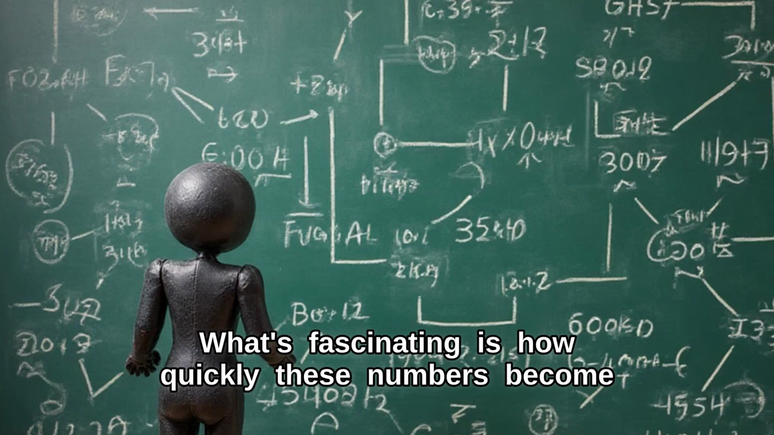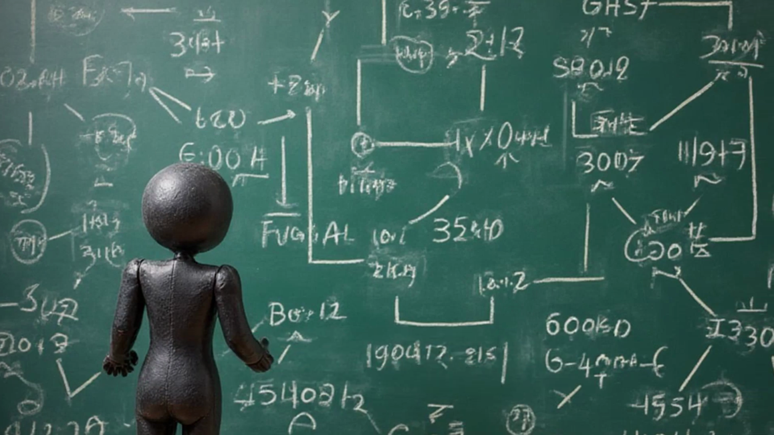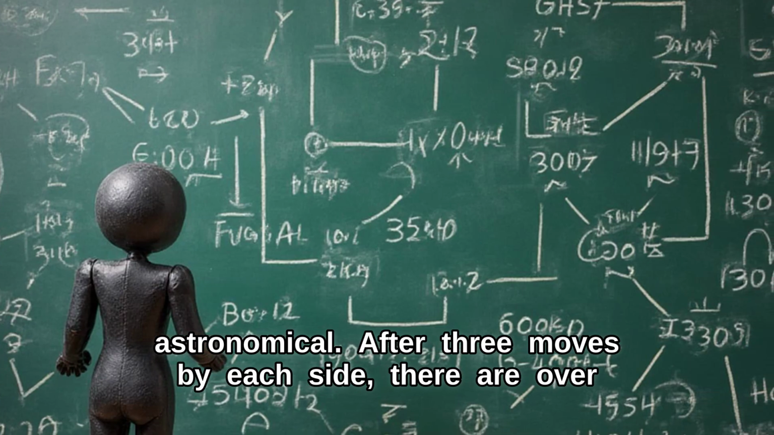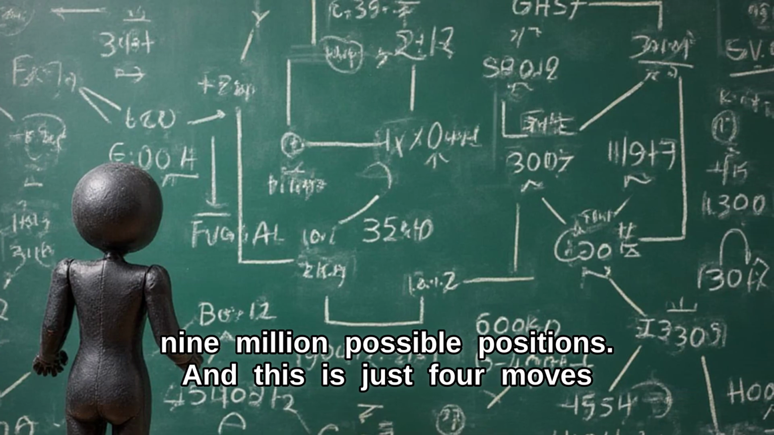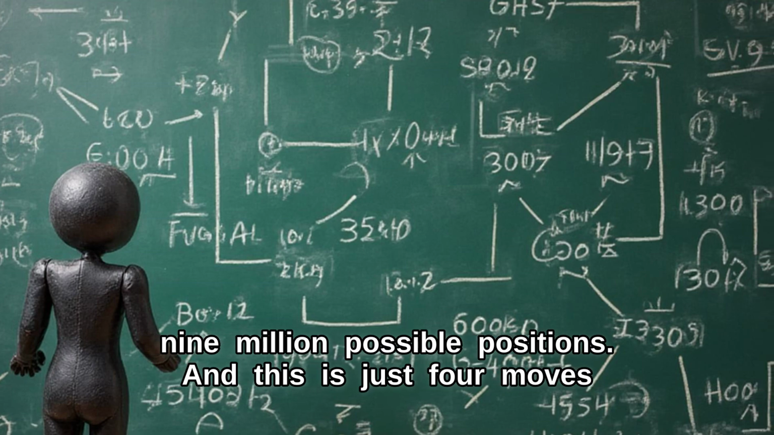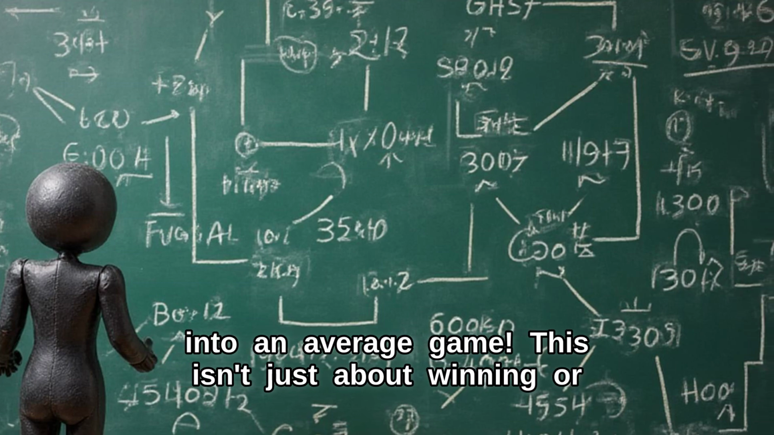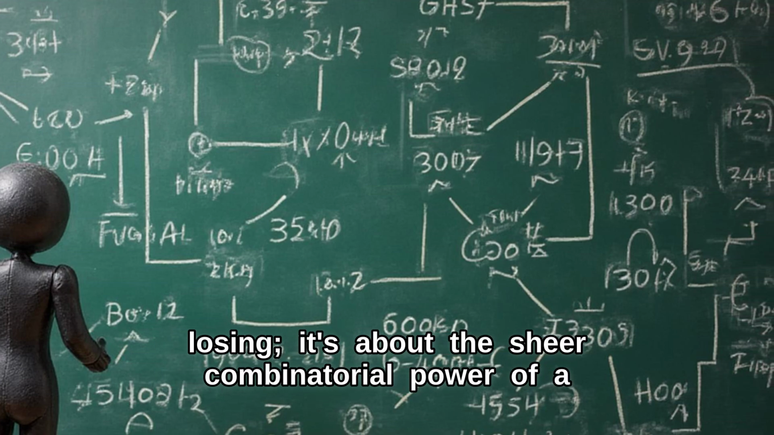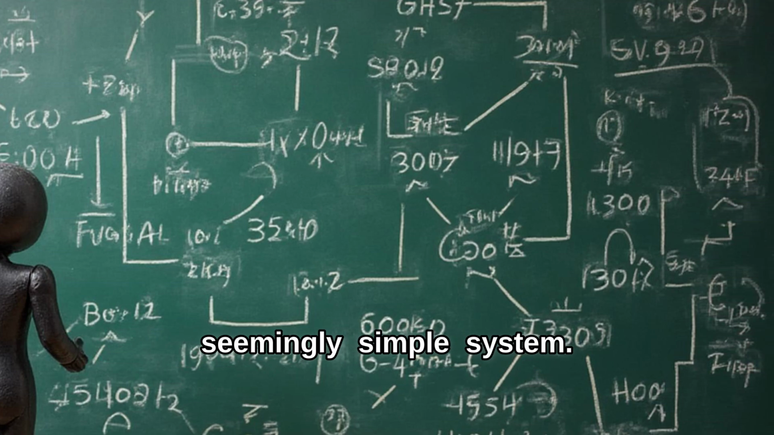What is fascinating is how quickly these numbers become astronomical. After 3 moves by each side, there are over 9 million possible positions. And this is just 4 moves into an average game. This is not just about winning or losing, it is about the sheer combinatorial power of a seemingly simple system.